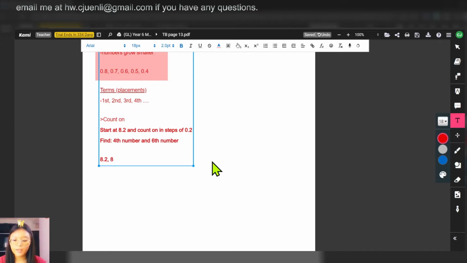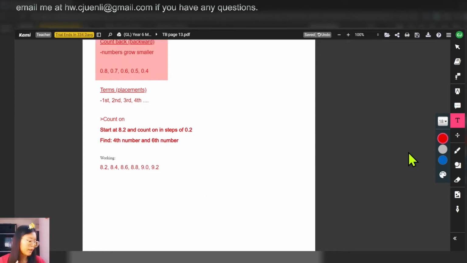So we have 8.4, 8.6, 8.8, 9.0, 9.2. So over here, I already have all the 6 numbers that I need. Okay, this is my working, just in case anyone's confused. Right, so this is my working right now.